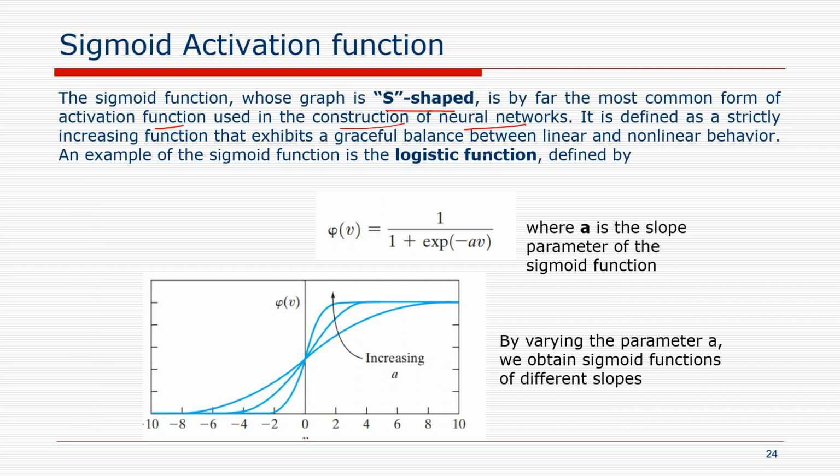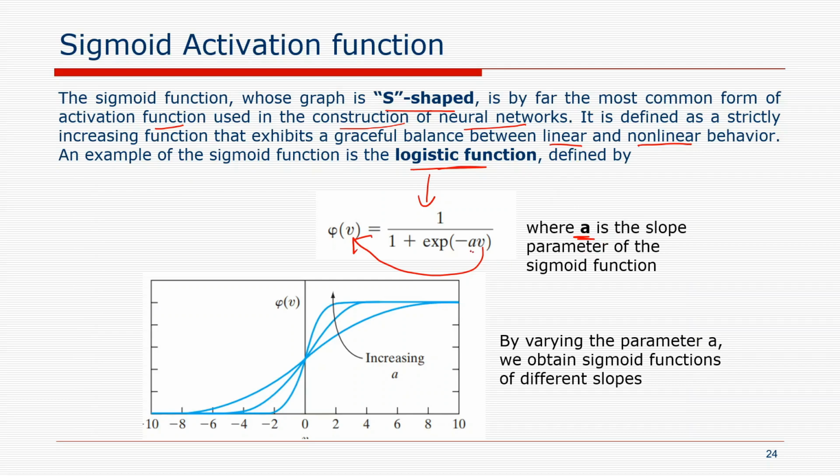It is defined as a strictly increasing function that exhibits a graceful balance between linear and non-linear behavior. An example of the sigmoid activation function is the logistic function, which is given here. It is 1 divided by 1 plus exponent of minus a multiplied by v. V is this particular input and a is a constant, which we call the slope parameter.